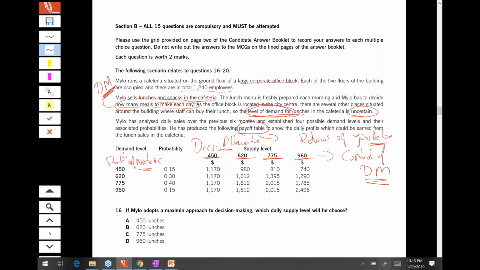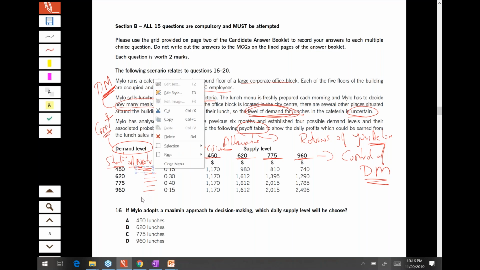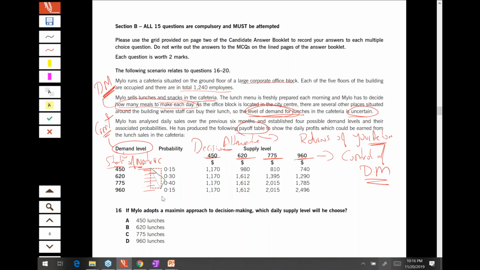Second, something which is not in the control of the decision maker is state of nature, and that is demand. You cannot control demand. Another $1 million shortcut to find out what is state of nature in the paper: are you ready for this, guys? When probabilities are attached, it's very much likely that probabilities are attached with state of nature. So you can see probabilities are attached with state of nature. Here demand is the state of nature.